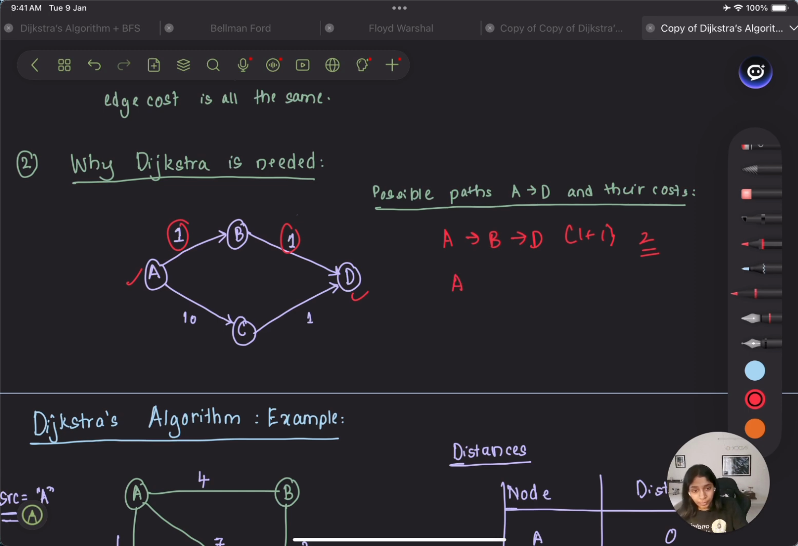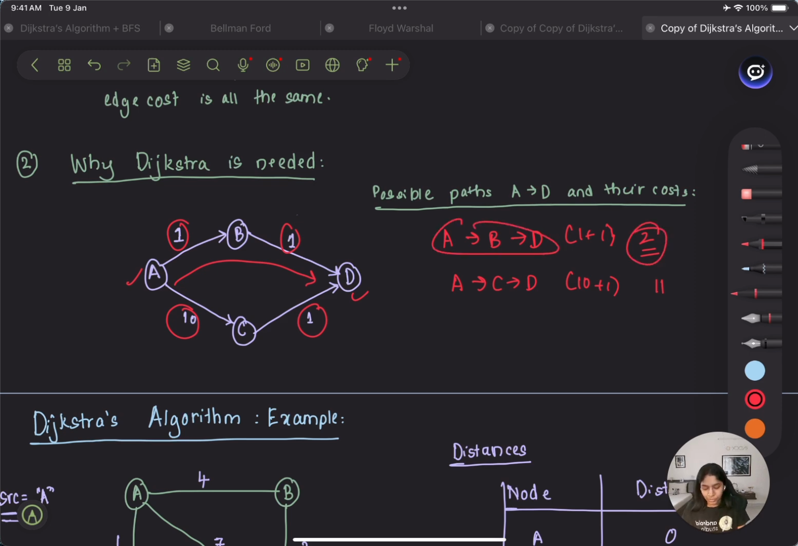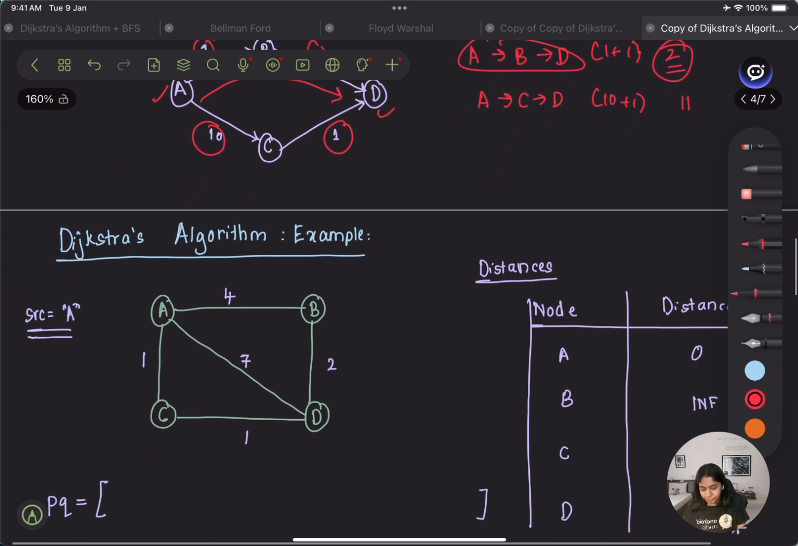If I look at the other path that we had from BFS, it's A to C to D. A to C takes 10 and C to D takes 1, so that's 10 plus 1, and my cost to go from the source to destination is 11. Now let's say I'm going on an airplane and I want to go from one place to another. Why would I pay extra when I can go for a lesser amount? So the optimal answer would be A to B to D, and 2 would be the minimum path cost.